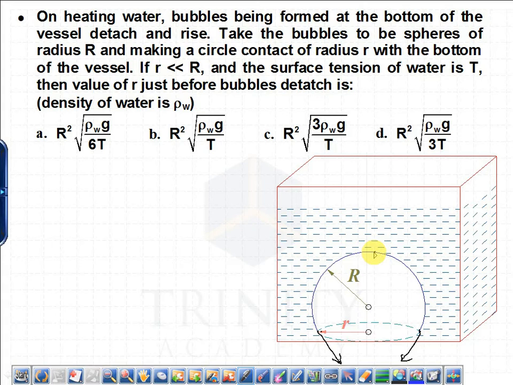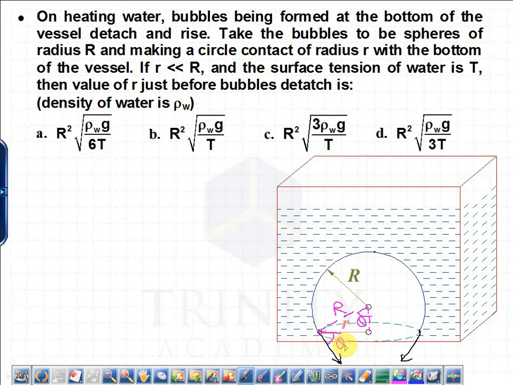So we can show this geometrically like this. Let us draw a line joining the center of the bubble to the ring. Obviously this would be equal to R. Then a line joining the center of the bubble to the center of the ring. Let us say that this angle is equal to theta. So obviously this angle will also be equal to theta.